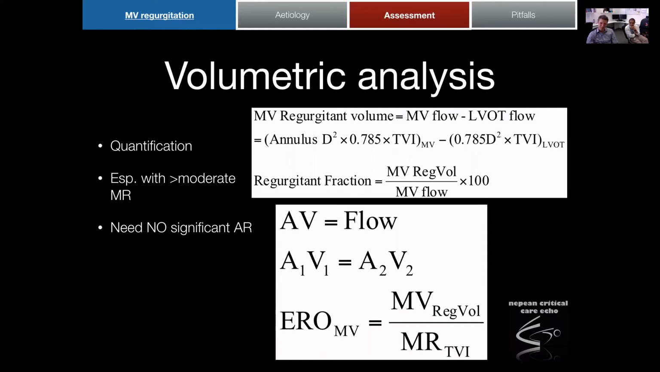You can do calculations. These are not recommended in the guidelines too much anymore. And I suggest using the other ones that I've mentioned. You can do it the same way as you can for things like aortic regurgitation and the like. And you can compare one flow to the next. But if you've got significant mitral regurgitation, sometimes this would not be indicated.